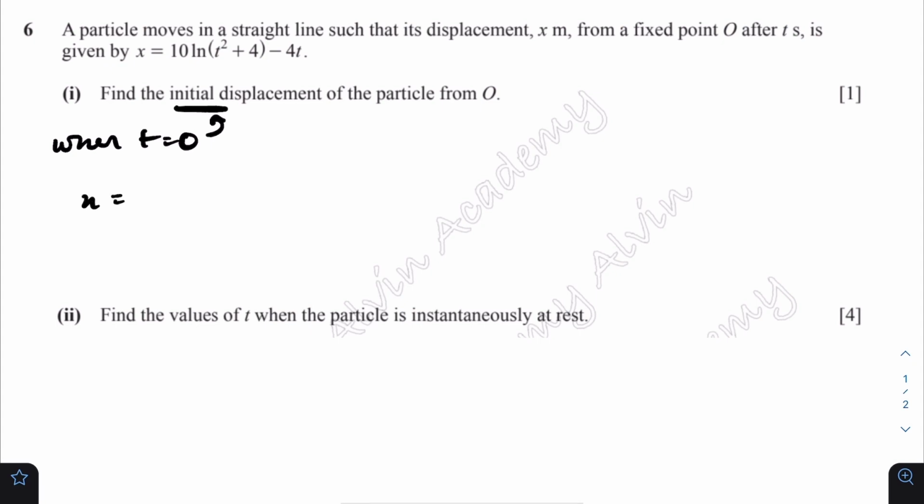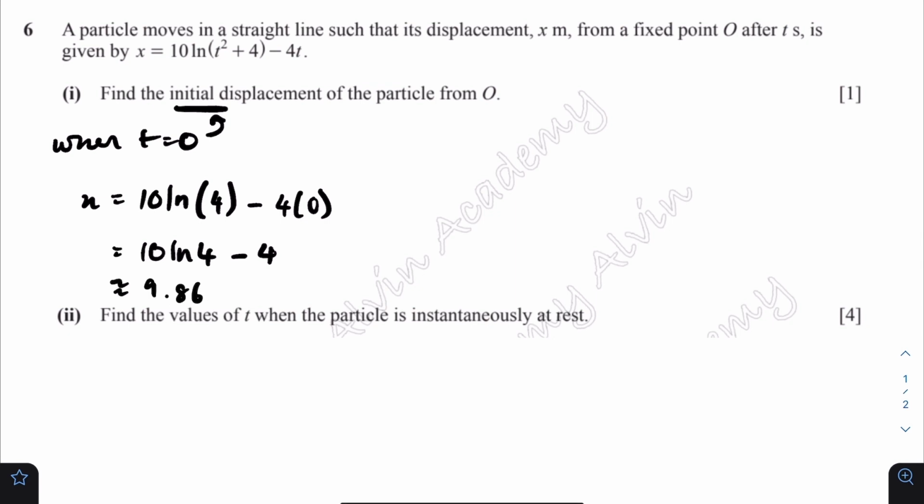So x equals 10 ln(0 squared plus 4) minus 4 times 0, which is just 10 ln 4. And we can use a calculator to get a more specific sense of what this is. 10 ln 4 is approximately 9.86 meters. So that's the initial displacement. That was a 1 marker.